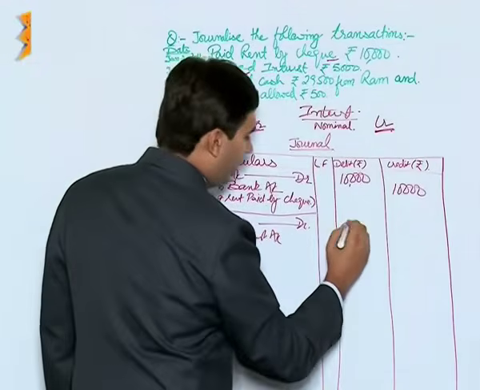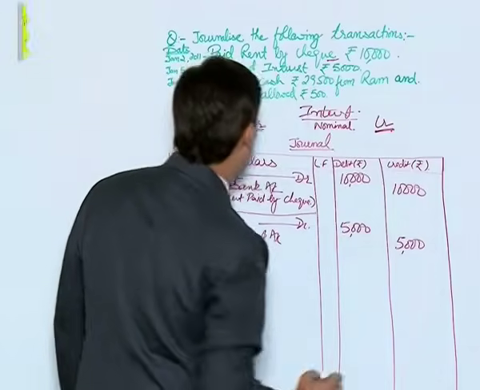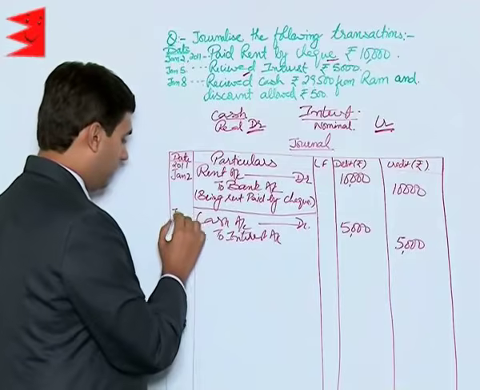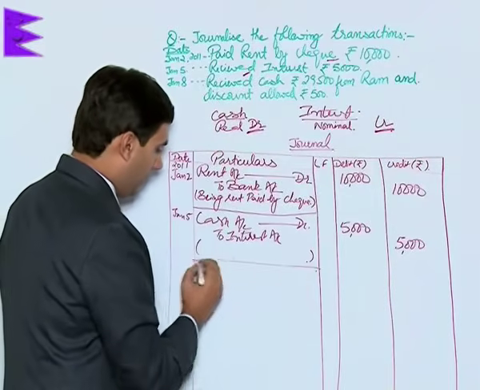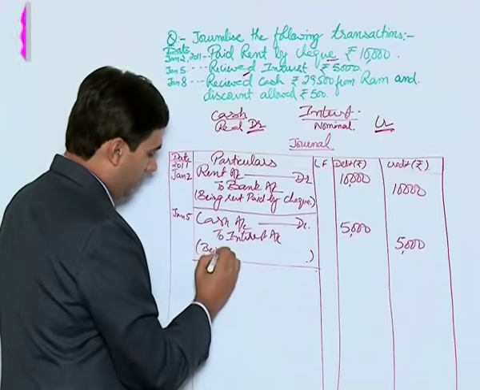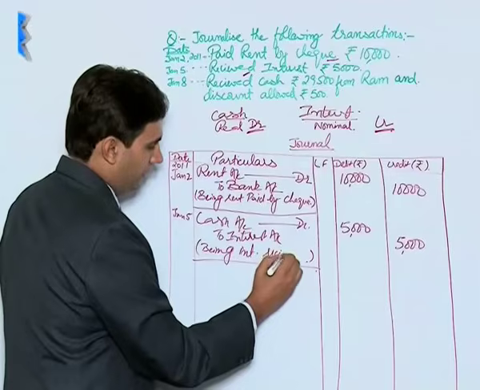The amount would be 5,000. Do mention the date as well, January 5th, and the narration. The narration would be being interest received.